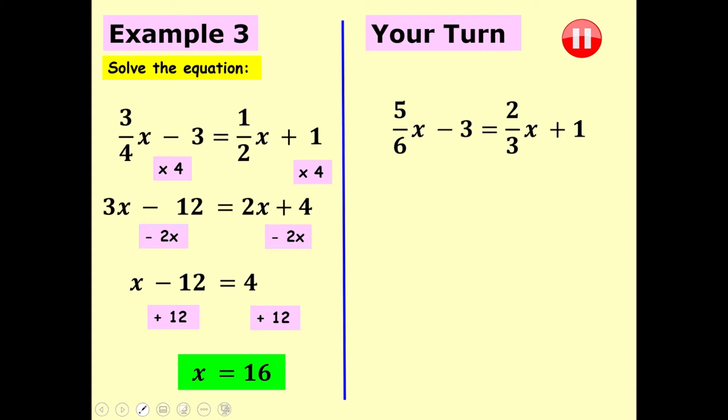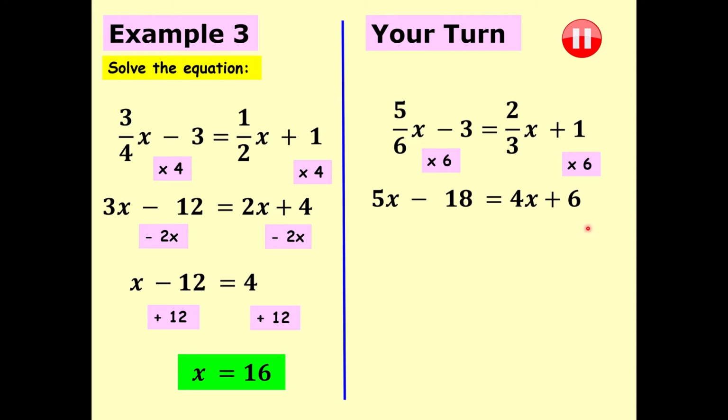We're going to multiply each term by 6. So 5 over 6x times 6 gives you 5x. Minus 3 times 6 gives you minus 18. 2 over 3x times 6 gives you 4x, because 2 times 6 is 12, then divide it by 3 to give you 4, and then plus 1 times 6 to give you plus 6. So that is the step we've taken to get rid of the fraction.